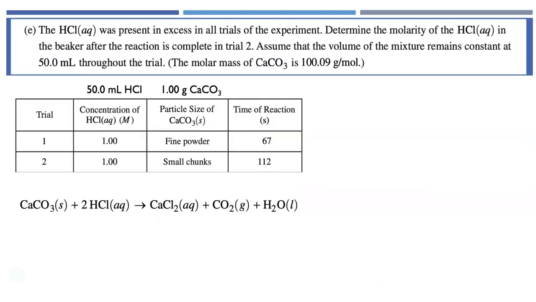Part E says, the hydrochloric acid was present in excess in all trials of the experiment. Determine the molarity of the HCl in the beaker after the reaction is complete in trial 2. Assume that the volume of the mixture remains constant at 50 milliliters throughout the trial. How nice of them to give us the molar mass of calcium carbonate. And if you go back and look at the initial conditions of all 3 trials, we were told we had 50 milliliters of hydrochloric acid and 1 gram of calcium carbonate in all 3 trials. And the balanced equation is going to be necessary here, so I've got that as well.